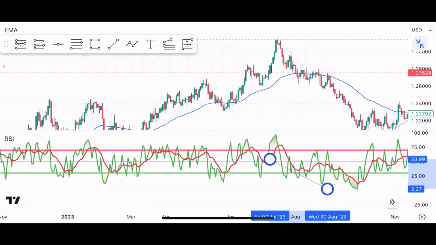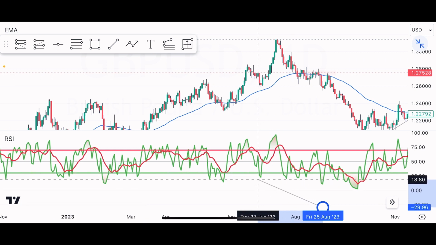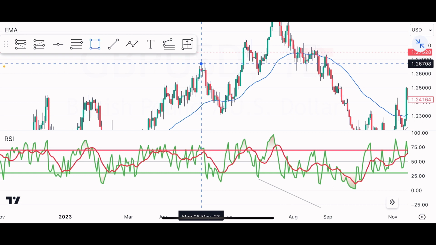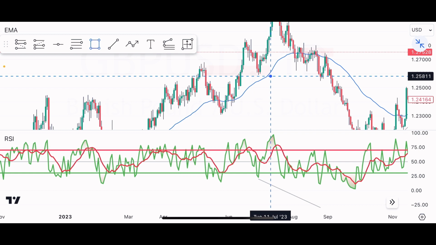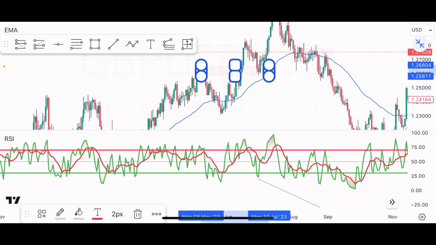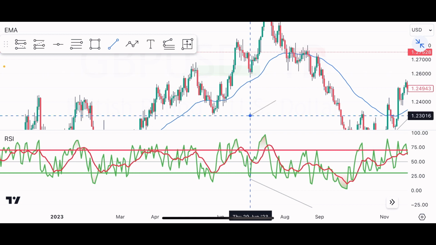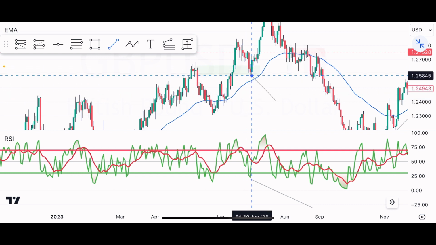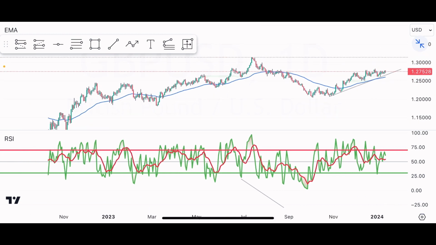Look here. This point here is a low point for me to buy. Price was at this demand zone in an uptrend, trading above the moving average. Price at demand zone, RSI saying price is at a low point. Everything aligns. I buy here, it goes up. So that's how I use the RSI.